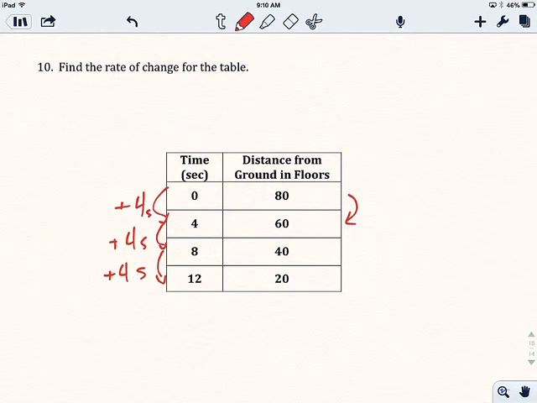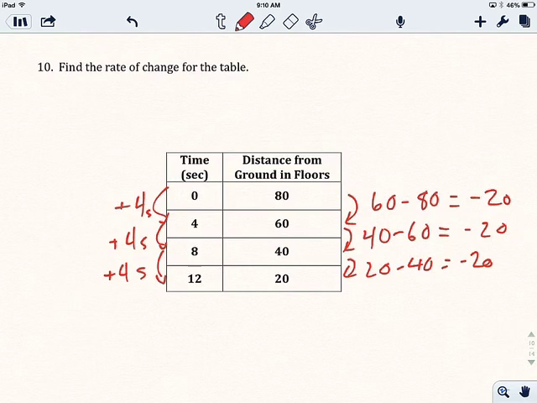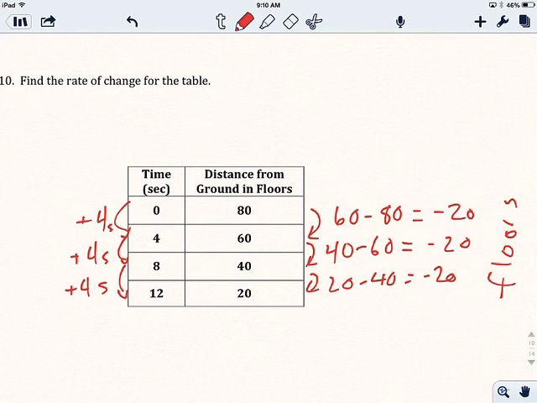60 minus 80 equals negative 20. 40 minus 60 equals negative 20. And 20 minus 40 equals negative 20. So those are all number of floors traveled. So it's going down negative 20 floors, going down 20 floors per every 4 seconds.